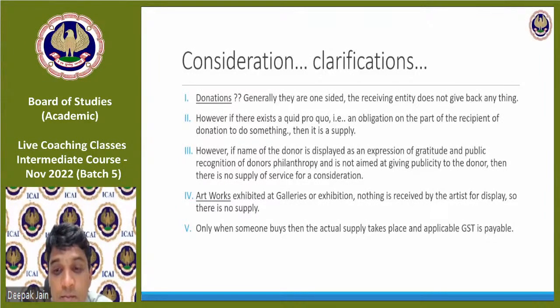If the artist pays rent for the place of exhibition, then it's supply. Yes. If the artist pays rent, those things are liable to supply. But if there is nothing moving, if just the artist's work is being displayed as an exhibition, then on that artist, whatever is painted, GST is not applicable. That is what the circular is clarifying.